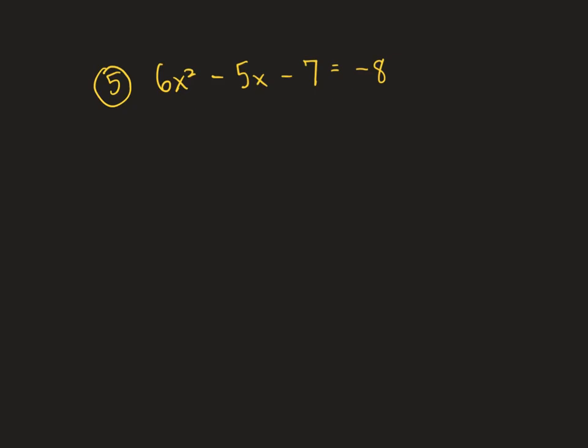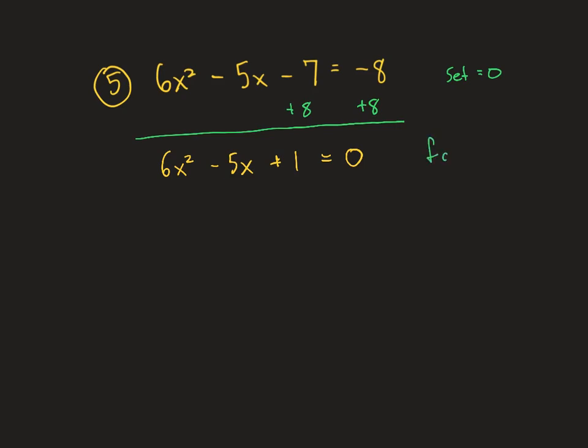Number 5, 6x squared minus 5x minus 7 equals negative 8. So we're going to start off just like on the last problem, setting it equal to 0. Going to move everything to the x squared side, so the only thing we have to do is move that 8. Negative 7 plus 8 is positive 1 equals 0. Then we want to factor.